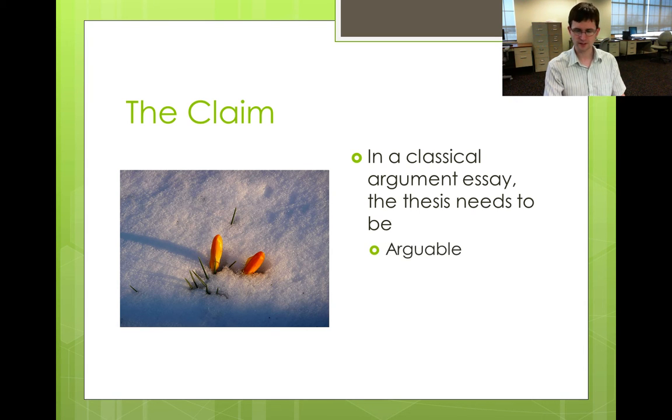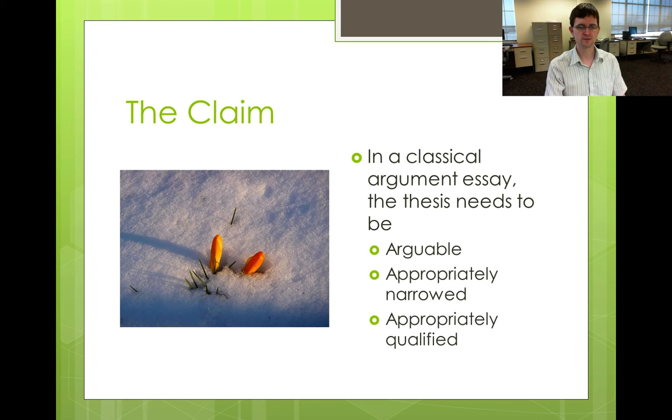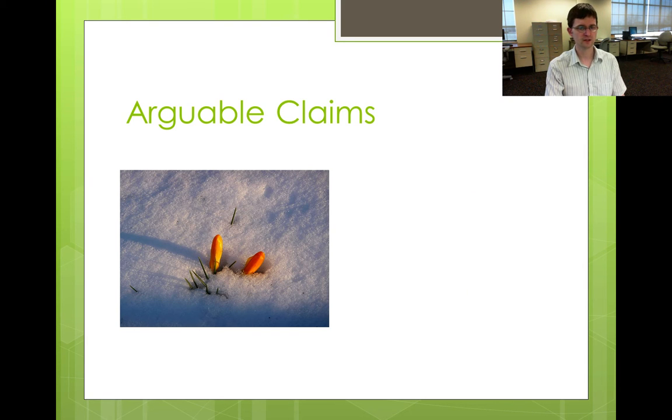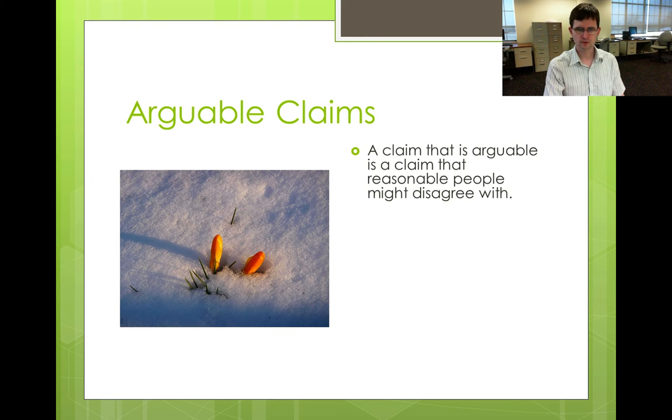The first idea that we'll need to talk about is that the claim needs to be arguable. Then we'll talk about how it needs to be appropriately narrowed. And a little bit later on in the presentation, when we talk about modal qualifiers, we're going to talk about how the claim should be appropriately qualified. Let's start with this idea of arguability. A claim that is arguable, to give us a good starting definition, is a claim that reasonable people might disagree with.